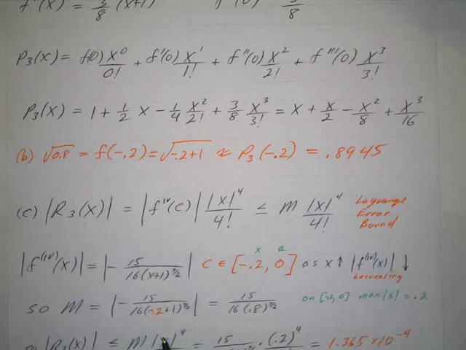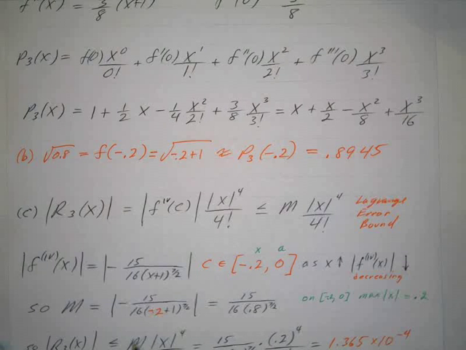Okay, and then I just have to worry about this x to the fourth power, the absolute value, and 4. On this interval, the highest value of the absolute value of any element of this interval will be 0.2. That's the biggest, the farthest away from 0.